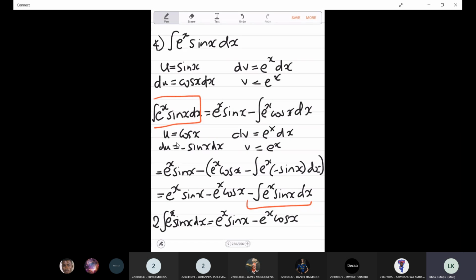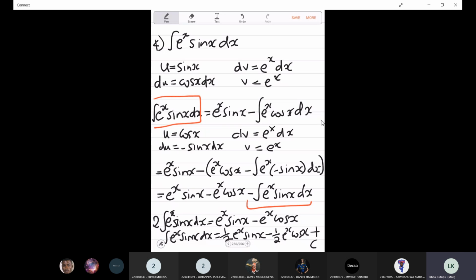So now on the right-hand side there is no integral. But here on the left-hand side, we have 2 times the integral. We're not looking for 2 times the integral. We're just looking for the integral. So what we do is we divide by 2, and that means the integral of e to the power of x sine x dx is a half e to the power of x sine x minus a half e to the power of x cos x, and now you add your constant of integration.